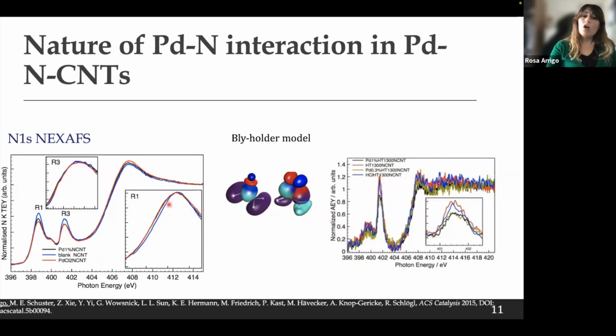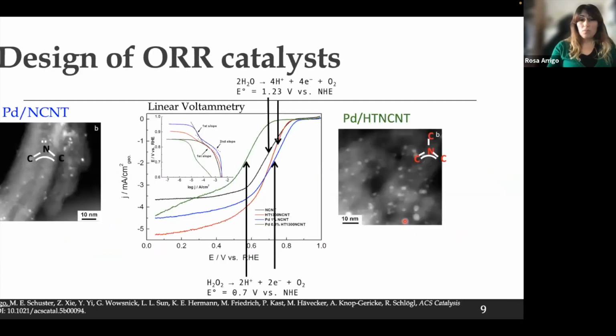However, we also see a broadening when we normalize for the maximum peak. This is consistent with a charged nitrogen species and charge transfer from the nitrogen to the palladium. Now, the same effect is visible in the quaternary nitrogen. So we can confirm a strong interaction, if you want, between nitrogen and palladium.